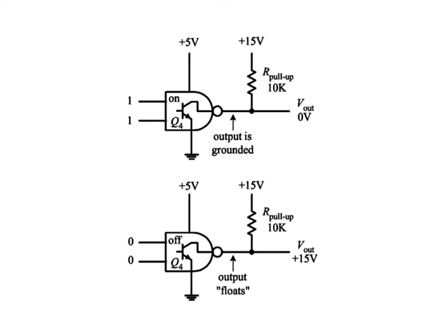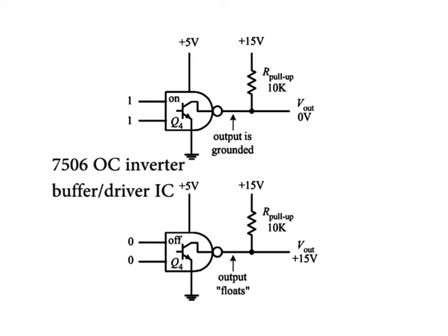One of the primary benefits of using OC gates is that you can drive loads requiring voltage levels different from those of logic circuitry. Another important feature of OC gates is their ability to sink large amounts of current. For example, the 7506 OC inverter buffer driver IC is capable of sinking 40 milliamperes, which is 10 times the amount of current a standard 7404 inverter can sink. The ability of an OC gate to sink a fairly large current makes it useful for driving relays, motors, LED displays and other high current loads.